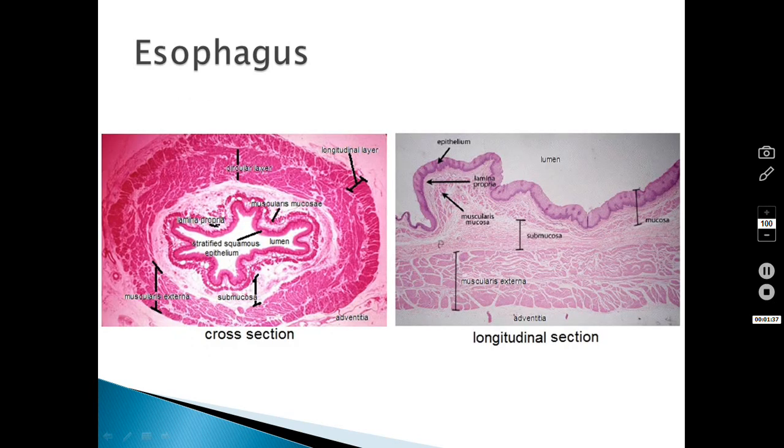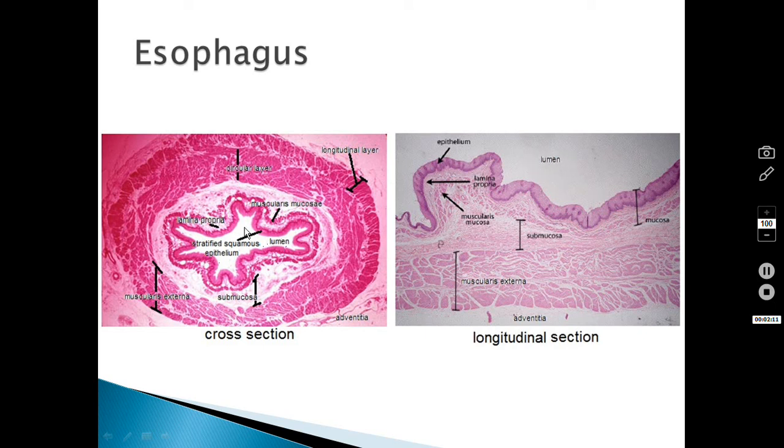And so if we look at them both in cross-section, here is a section cut transversely through the esophagus, and then in a longitudinal section. You can see the four layers. You can see here's the mucosa in the longitudinal section. Here is the mucosa in the circular section, the cross section. This would be the lumen, because here's the mucosa, here's the stratified squamous epithelium. So this is the lumen of the esophagus.